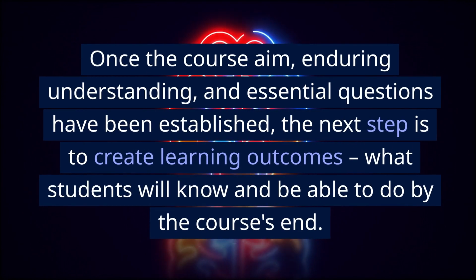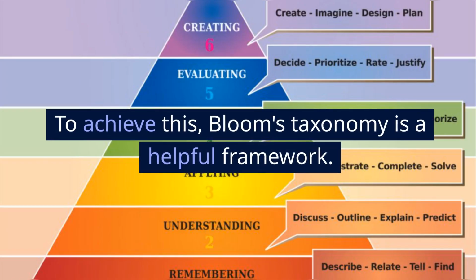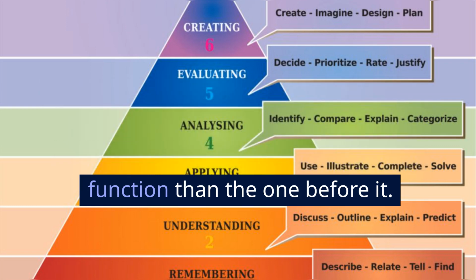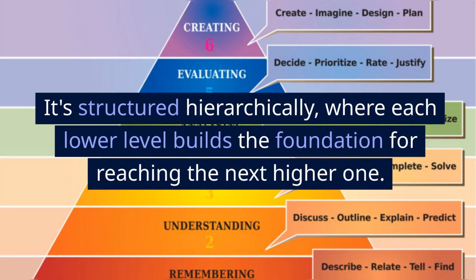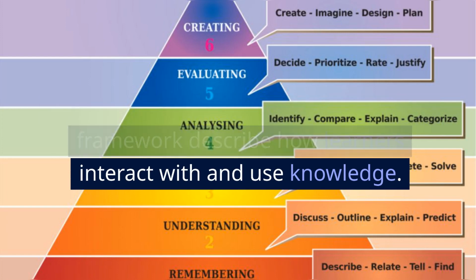Once the course aim, enduring understanding, and essential questions have been established, the next step is to create learning outcomes, what the students will know and be able to do by the course's end. To achieve this, Bloom's taxonomy is a helpful framework. This taxonomy categorises educational goals into different levels, with each level representing a higher cognitive function than the one before it. It's structured hierarchically, where each lower level builds the foundation for reaching the next higher one. The cognitive processes outlined in this framework describe how learners interact with and use knowledge.